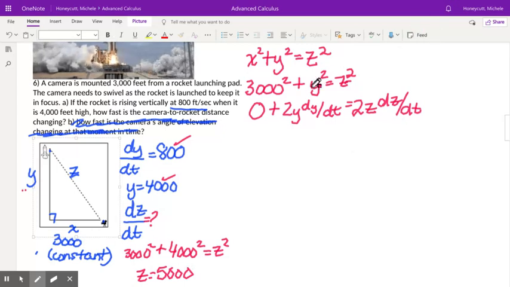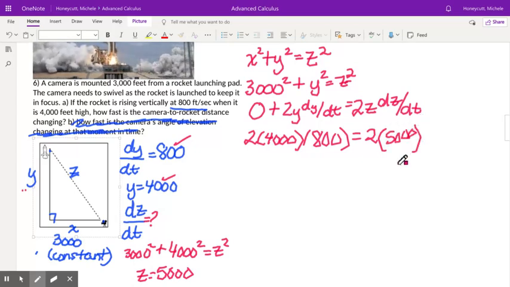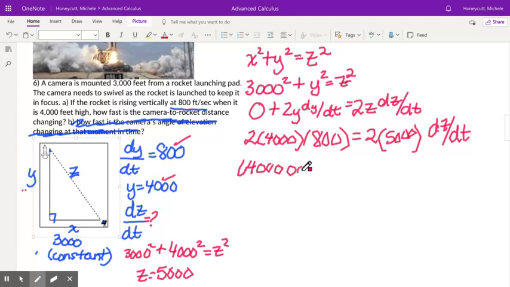All right, so now I have all the things I need to substitute in. Let's substitute in what we have. 2 times 4,000, dy/dt is 800, equals 2 times z, which is 5,000, times dz/dt, which is what we're trying to solve for. 2 times 4,000 times 800 is 6.4 million. Equals 10,000 dz/dt.